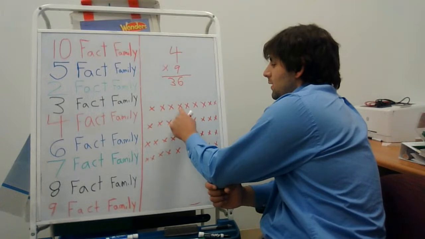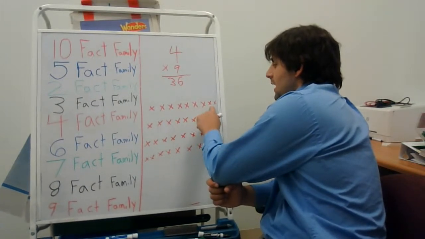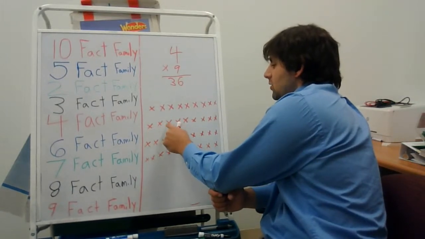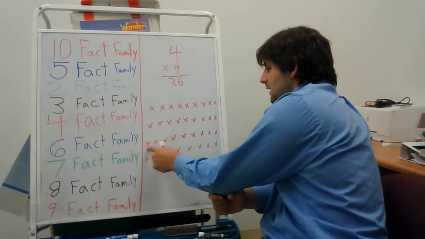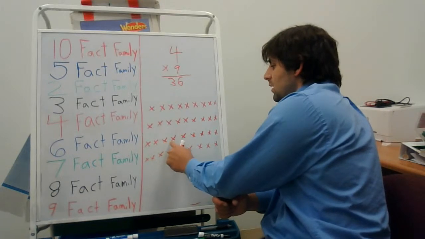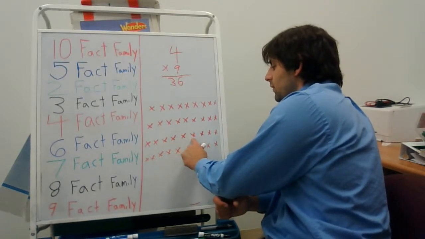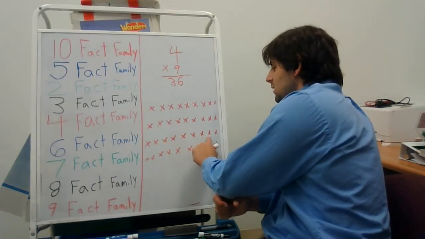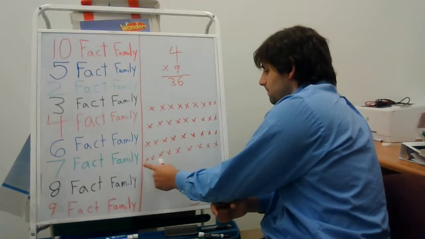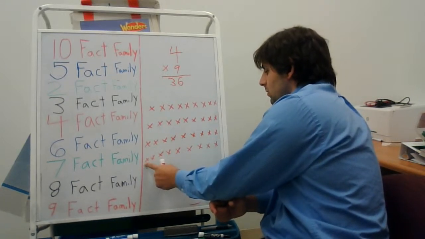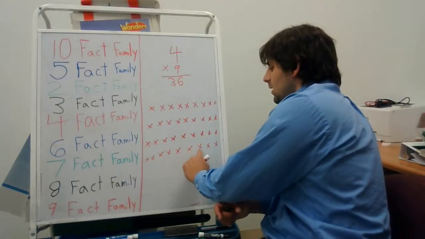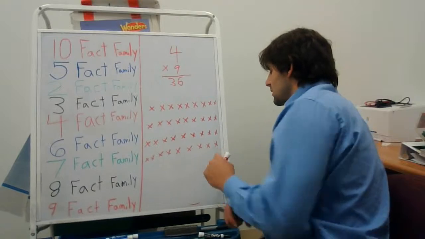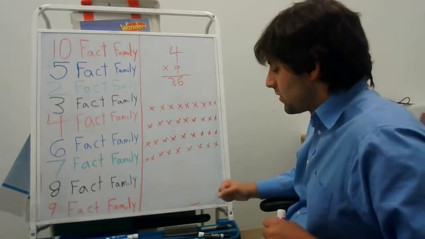1, 2, 3, 4, 5, 6, 7, 8, 9, 10, 11, 12, 13, 14, 15, 16, 17, 18, 19, 20, 21, 22, 23, 24, 25, 26, 27, 28, 29, 30, 31, 32, 33, 34, 35, 36. 4 times 9 equals 36.